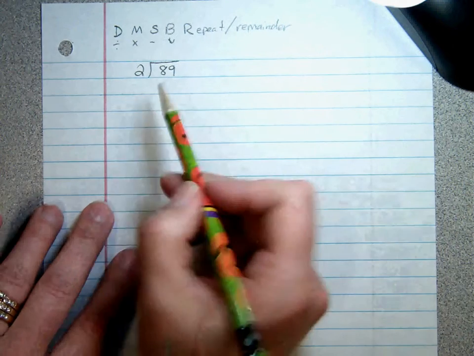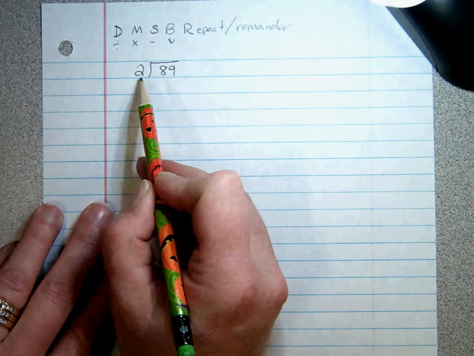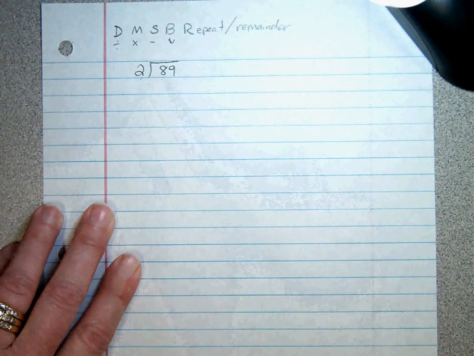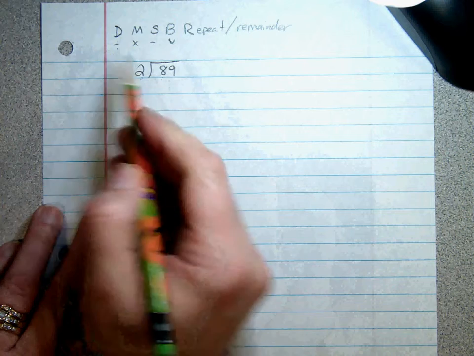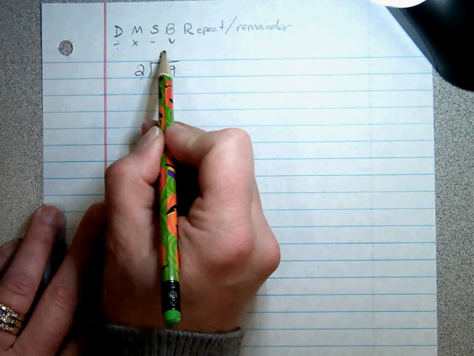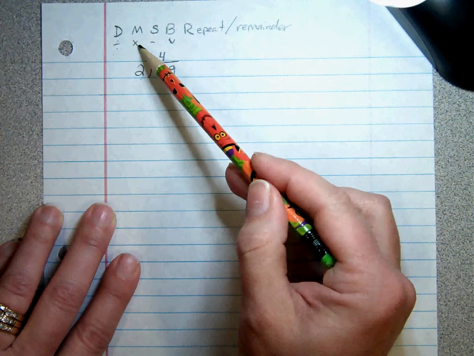So we look at our divisor, and we look at the first number here. 2 will go into 8. How many times without going over? Sydney? 4. So we're going to take the answer 4 and put it over the 8 because that's what we're focusing on. Now we go to the next step, which is to multiply.